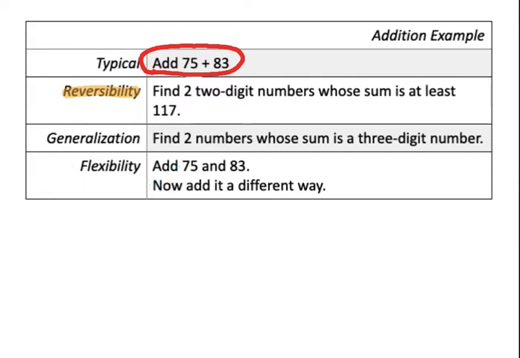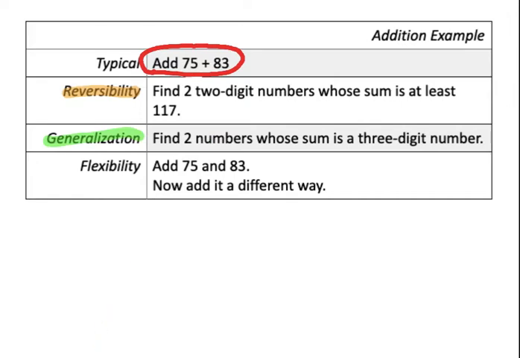Generalization. So in the same task, we're looking at add 75 plus 83. You might have the task be find 2 numbers whose sum is a 3-digit number. Again, the original task was adding 2 numbers that would produce a sum that was a 3-digit number. So again, just giving a very general statement as to what you want the students to do for the task.